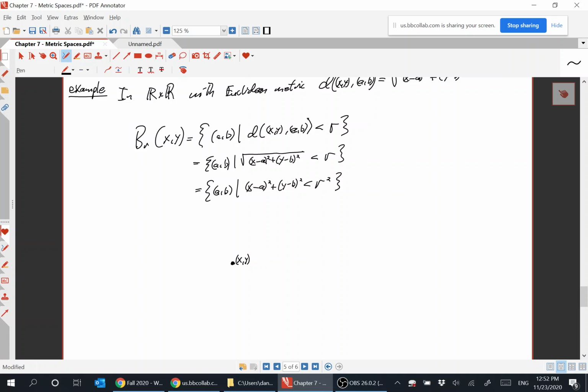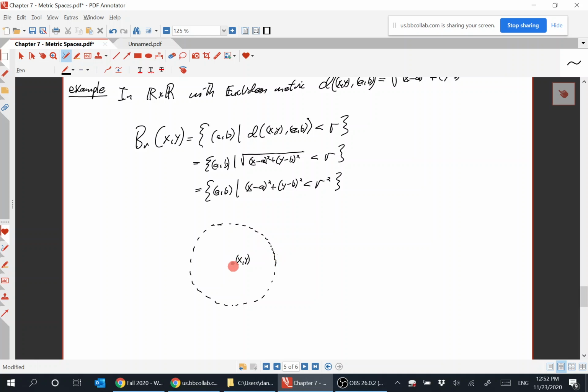That would be a circle? Yeah, centered at x, y, right? Yeah. Not the whole thing, not the boundary, right? Not including the boundary. Yeah. So if I had said less than or equal to r, that would include the boundary. But the open ball does not include the boundary.